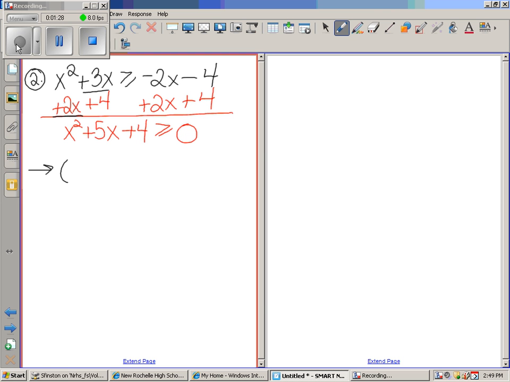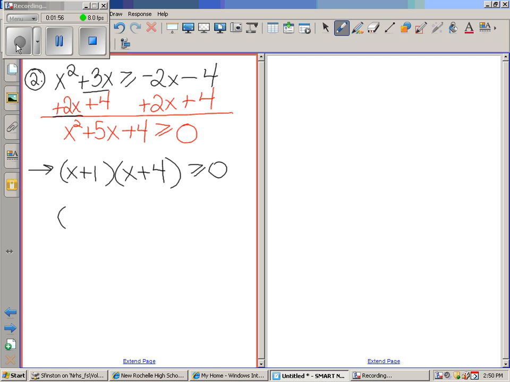So, what are two numbers that multiply to be 4 but add to be 5? 1 and 4. So it's going to be x plus 1 and x plus 4. And it's looking good. 4 times 1 is 4, and 4 plus 1 is 5.